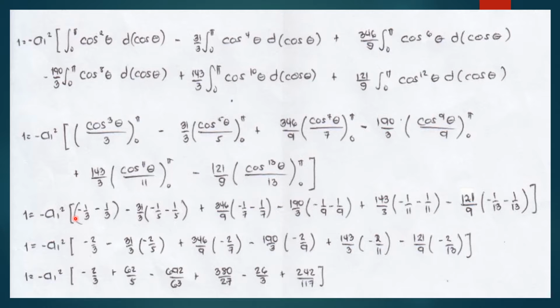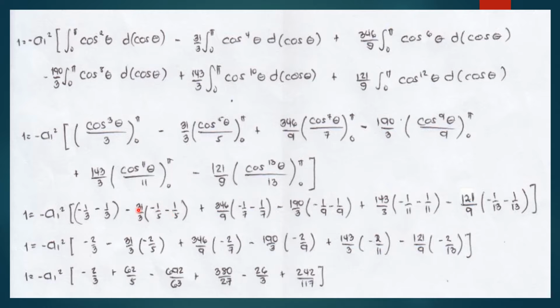Substituting the limits 0 and pi will give us 1 is equal to negative A1 squared bracket negative 1/3 minus 1/3 minus 31 over 3 times negative 1/5 minus 1/5 plus 346 over 9 times negative 1 over 7 minus 1 over 7 minus 190 over 3 times negative 1 over 9 minus 1 over 9 plus 143 over 3 times negative 1 over 11 minus 1 over 11 minus 121 over 9 times negative 1 over 13 minus 1 over 13.